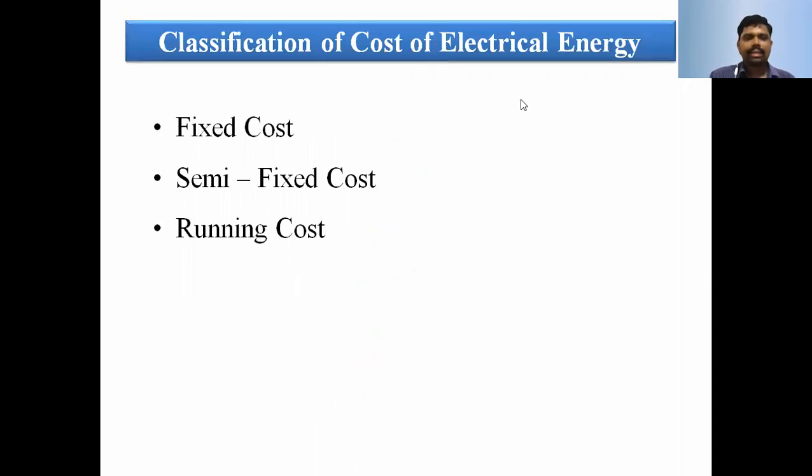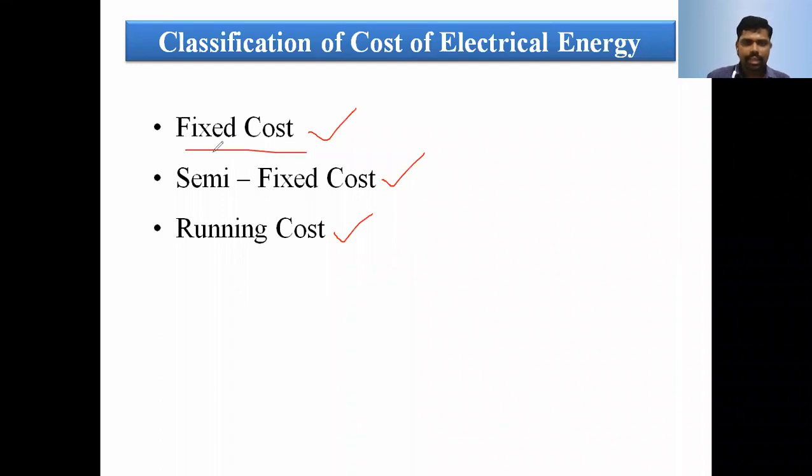And again, the classification of the cost of generation, or the classification of the cost of electrical energy. How are the costs classified? Generally the costs are classified into three types: fixed cost, semi-fixed cost, and running cost.